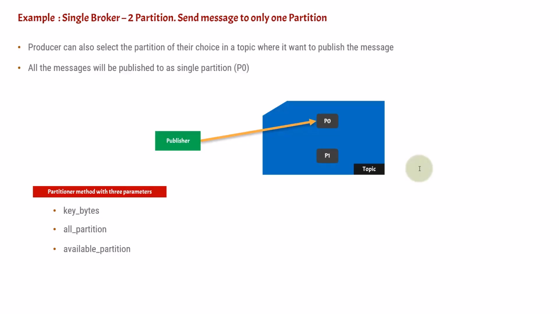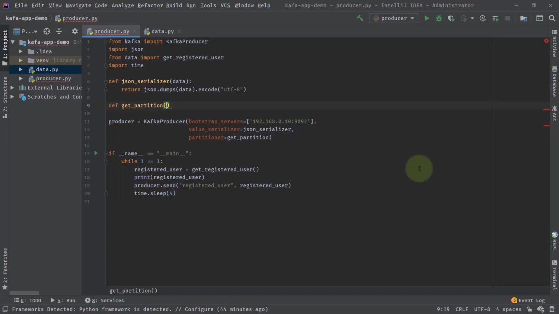So I'll say def and then get partition, and this method will accept three parameters. What are those three parameters? First is key bytes, second is all partition, and then available. These are just names which can be used. The values will automatically be given when this partitioner method is called. So these are the three parameters that will be present here.